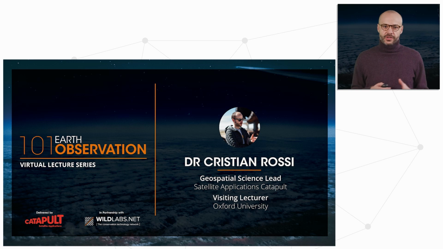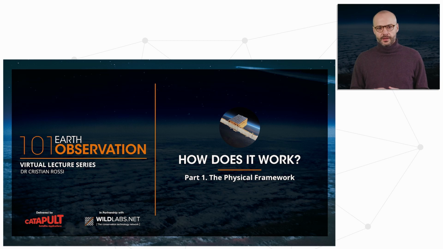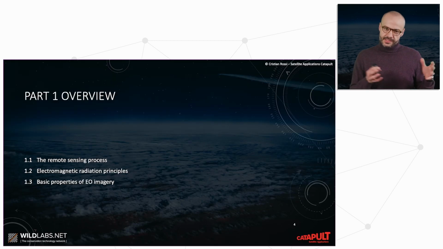This series of lectures is composed of different parts. The first part is all about how remote sensing or Earth observation works, and this is also called the physical framework. It is composed of different short videos, and we see here how those videos are named. We will see, for example, a first introduction of remote sensing, followed by a more theoretical view of electromagnetic radiation principle, and finally, we will have a look at basic properties of Earth observation imagery.